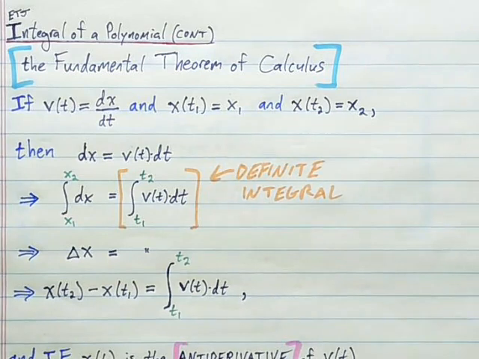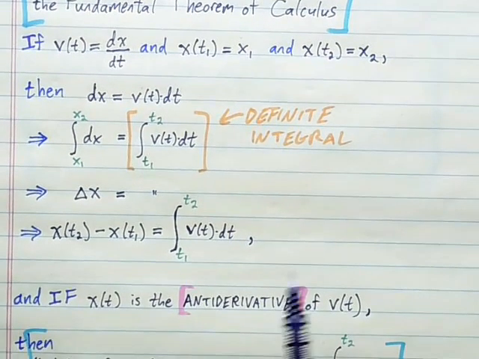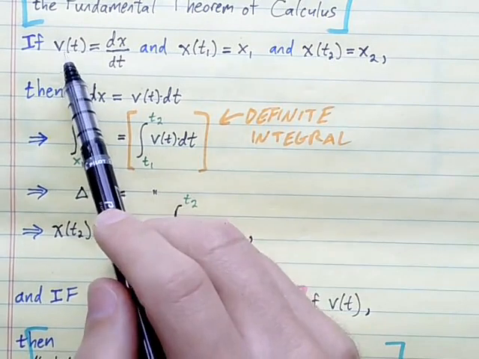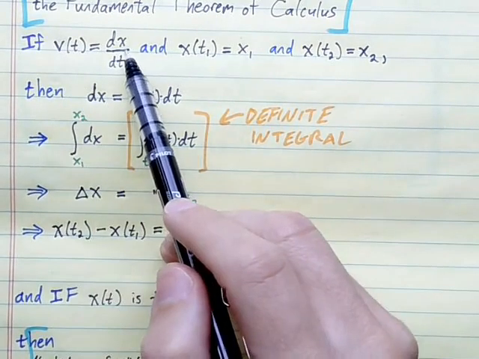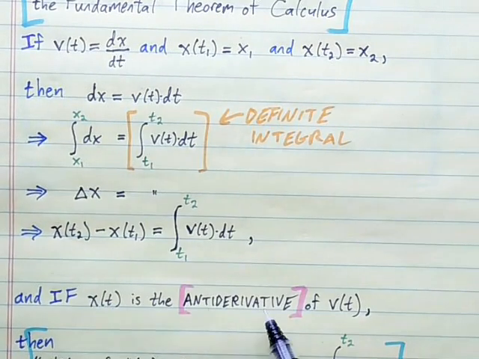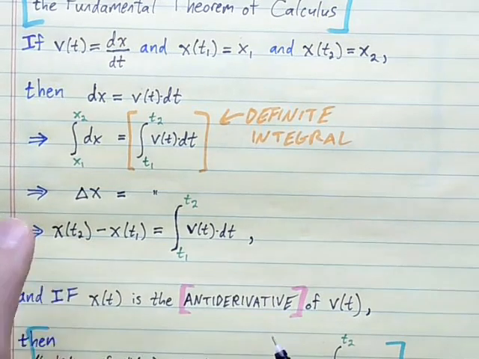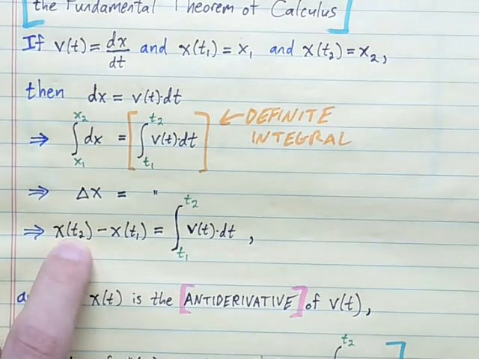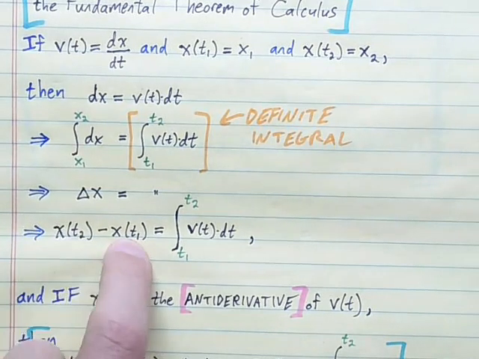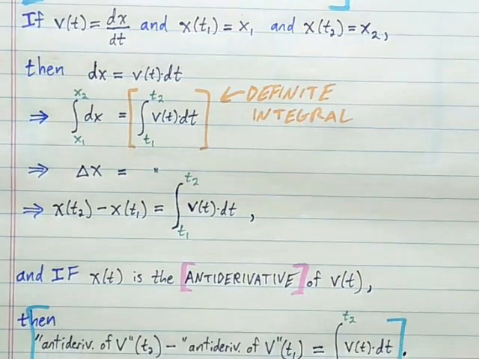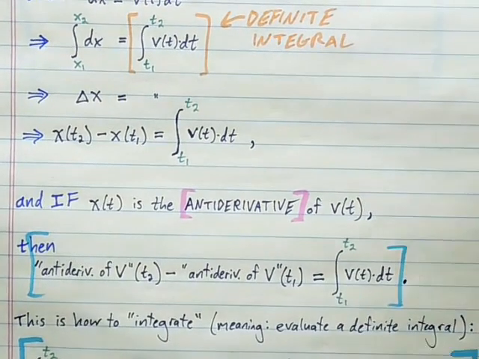Next step. If x is the antiderivative of v, and we know it is because our velocity is the derivative of position, so position would be the antiderivative of velocity, then this equation here is saying that the antiderivative of the velocity at time 2 minus the antiderivative of the velocity at time 1 is equal to the result of our definite integral. So I've written exactly that here.